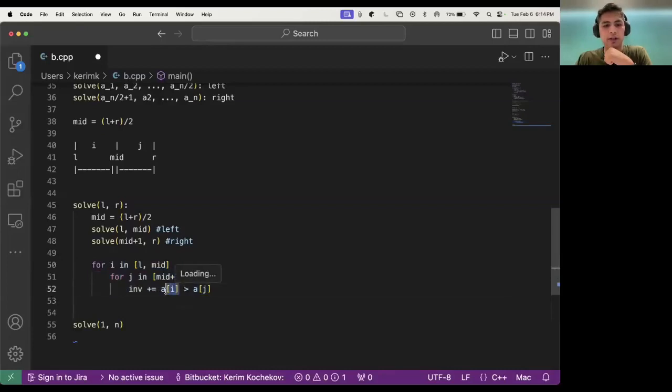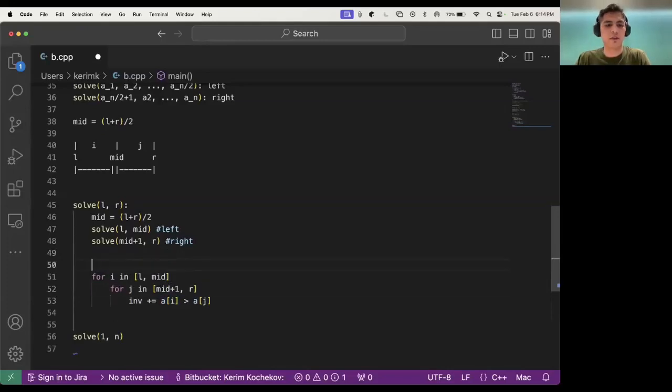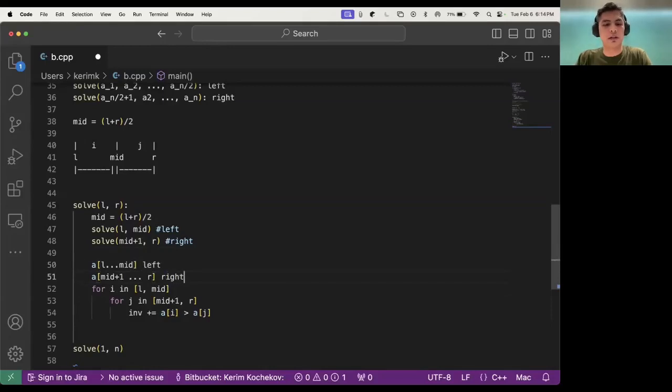Hence, losing the ordering of the left part, the array from L to mid, and the right part, will not affect our solution, because we don't care whether the index of an element in one part affects the index in the other. So they are both completely disjoint.